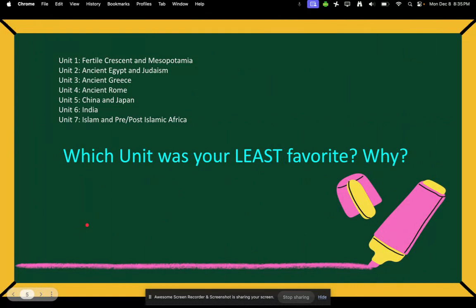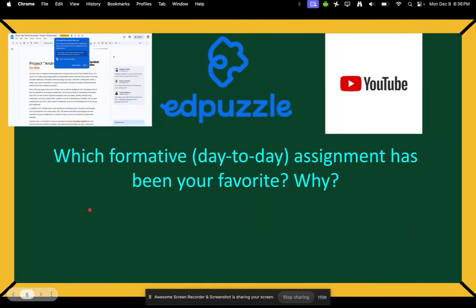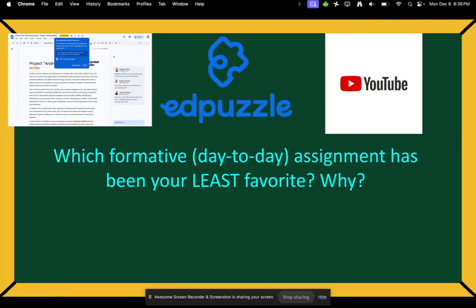All right. Then let's ask the opposite. Which unit was your least favorite and why? Which formative, like those are the day-to-day assignments that we have, has been your favorite and why? And then which formative or day-to-day assignment has been your least favorite and why?